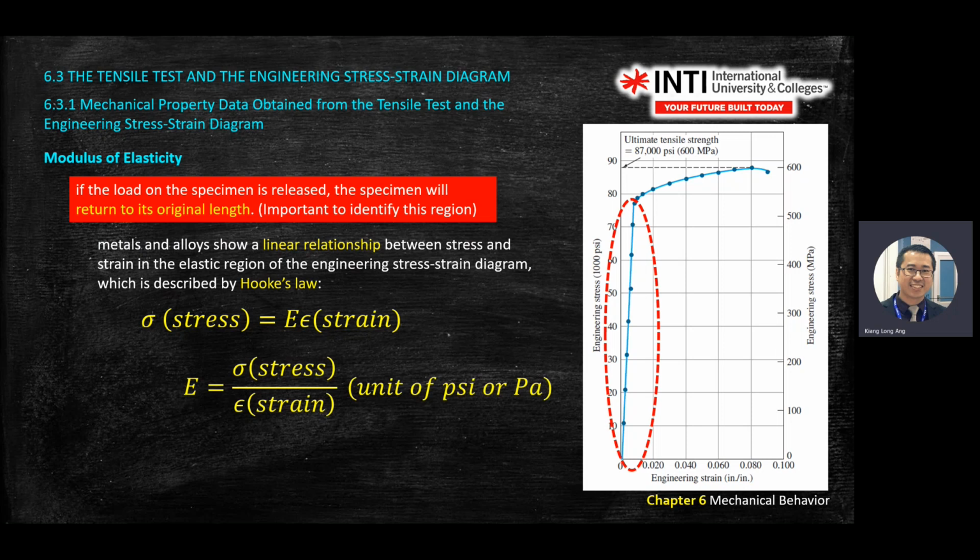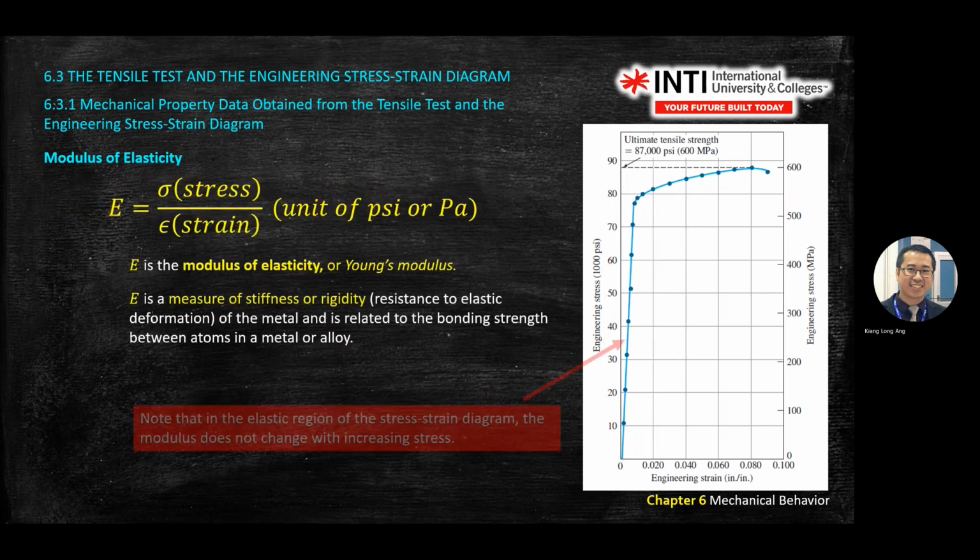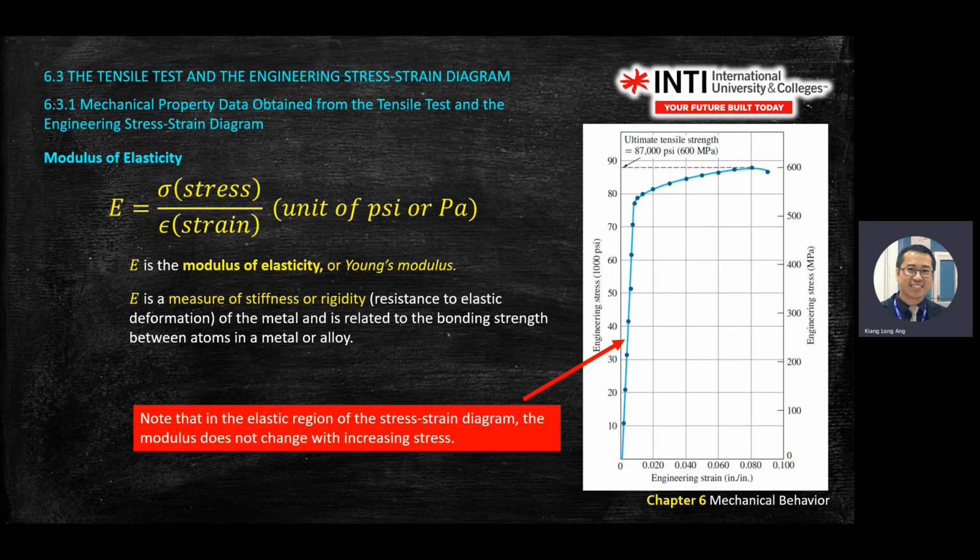So to find the E or Young's modulus, you take Y divided by X. Your Y is stress, your X is strain. Strain doesn't have a unit, so stress is Newton per meter square or Pascal. So E is the measurement of stiffness or rigidity. What is rigidity? It is the resistance to elastic behavior.